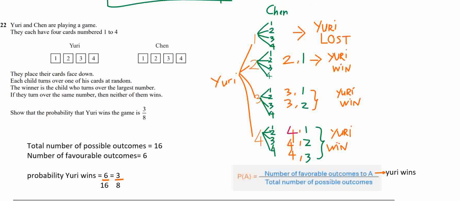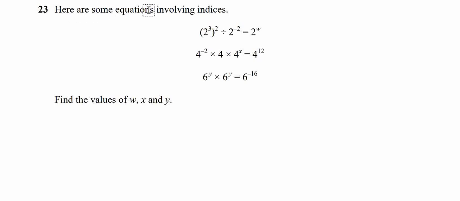Next question, question 23. Here are some equations involving indices. 2 to the power of 3, bracket squared, divided by 2 to the power of negative 2 equals 2 to the power of w. 4 to the power of negative 2 times 4 times 4 to the power of x equals 4 to the power of 12. 6 to the power of y times 6 to the power of y equals 6 to the power of negative 16. The task is to find the values of w, x, and y. You will be given 10 seconds. If you need more time, pause this video.